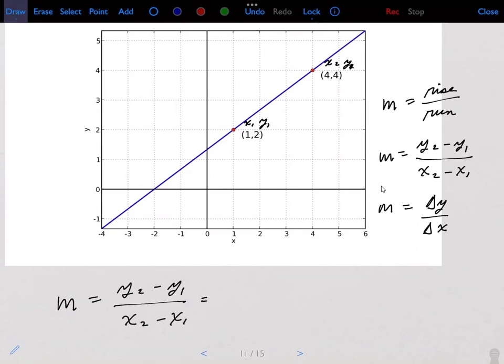So y2 would be 4 minus y1, which is 2, over x2, which is 4, minus x1, which is 1. And if I work this out, this is going to be 2 over 3. So it looks like the slope is 2/3. Okay. And again, that makes sense, right? Because if I think of it just in terms of rise over run, if I start here, to get back on the line, I need to move up 2. So my rise is positive 2 and my run is positive 3. So 2 divided by 3. That's my slope.